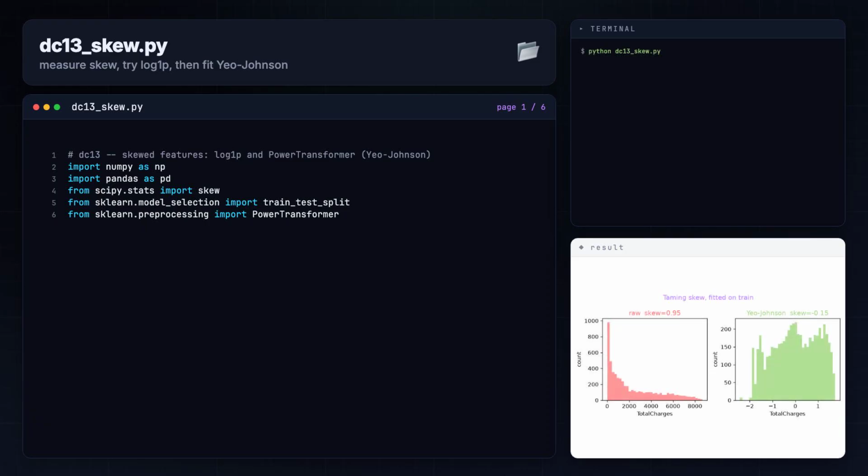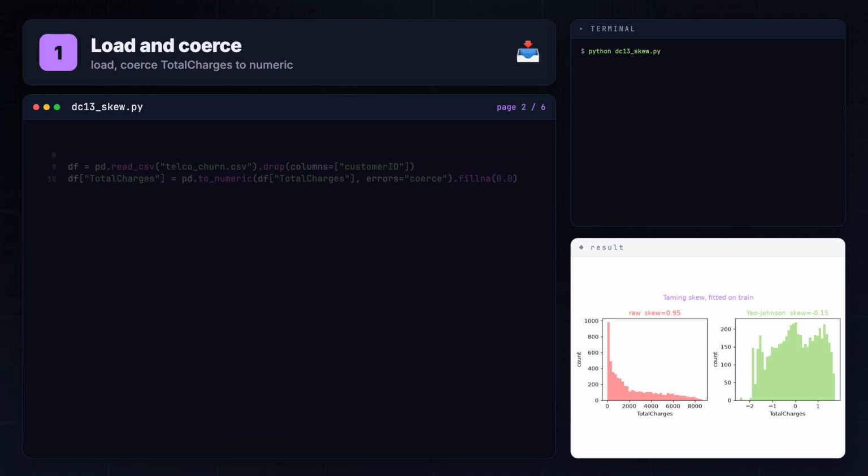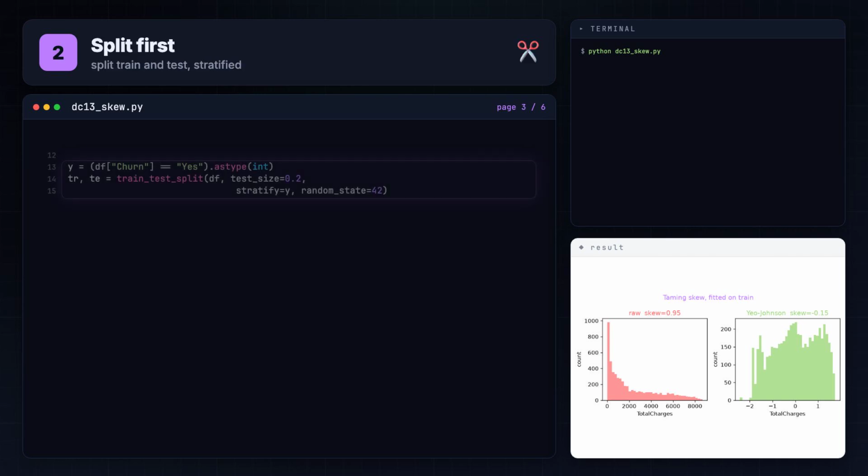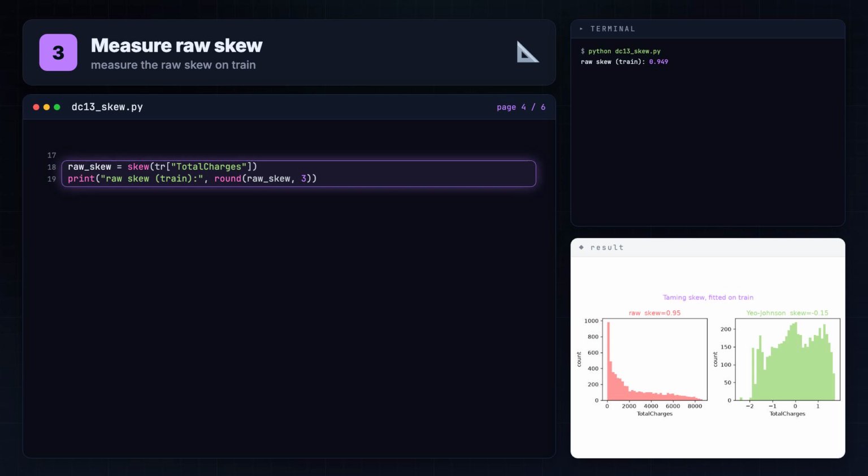Here's the whole thing in one file. We measure skew, try log1p, then fit Yeo-Johnson on train and transform test. Load, coerce total charges to numeric, fill the 11 tenure 0 blanks with 0, split train and test stratified, random state 42, measure the raw skew of total charges on train, about plus 0.9, a clear right tail.